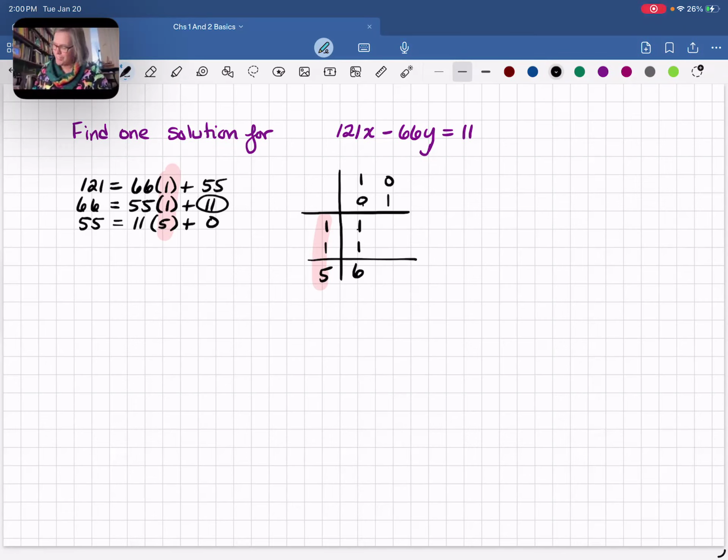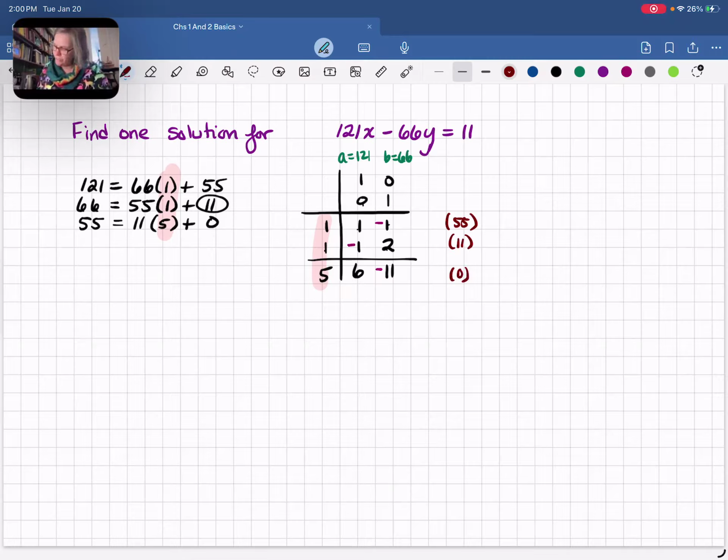Then I do it again for the second column. 1 times 1 plus 0 is 1. 1 times 1 plus 1 is 2. 5 times 2 plus 1 is 11. And then I'll annotate it with pluses and minuses. I'll remember that the first one is always negative on the right, and then it flip-flops. Let me also make a note that this goes with A being the larger number, 121, and B being the smaller number, 66. Let's also label these with my remainders. This goes with remainder 55, this goes with remainder 11, and this goes with remainder 0.